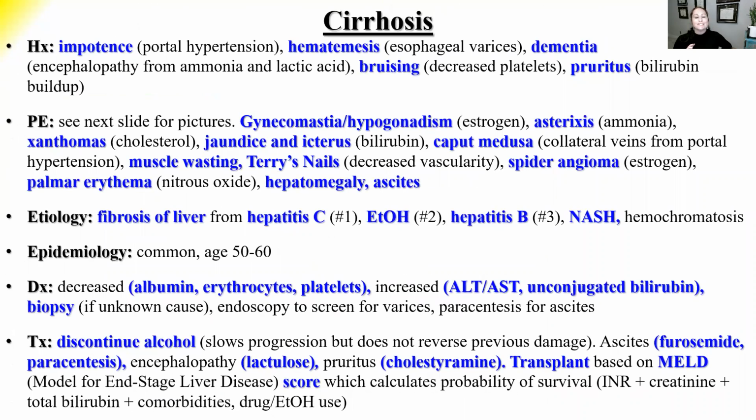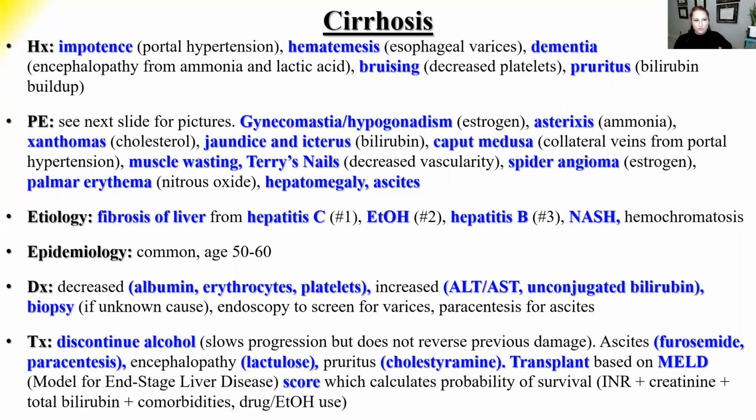Cirrhosis. Cirrhosis has a ton of findings and a ton of history that are associated with this. What cirrhosis is, it's a gradual fibrosis or scarring of the liver. The most common etiology for that is going to be hepatitis C. The second most common etiology is going to be chronic alcoholism. The third most common etiology is going to be hepatitis B. This can also be associated with NASH and hemochromatosis, but I want you to think 1, 2, 3: C, alcoholism, and B. Those are etiology.